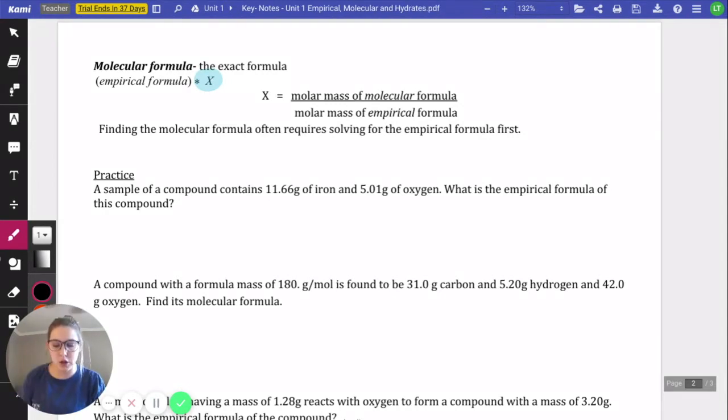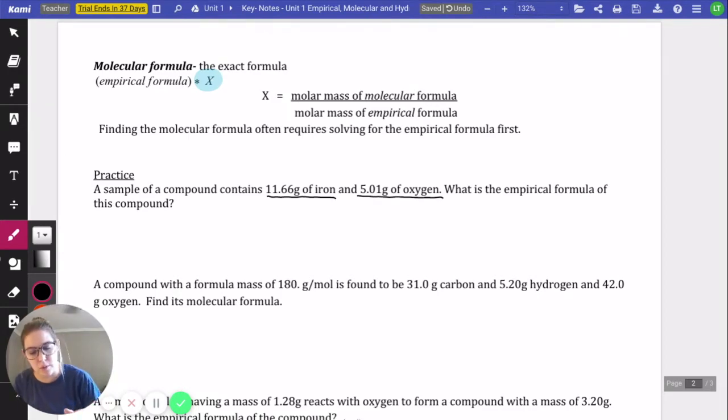So let's get started. A sample of a compound contains 11.66 grams of iron and 5.01 grams of oxygen. We want to know what is the empirical formula of this compound. Step 1, percent to grams. We're already in grams, so we're good to go. If we weren't, we would just change our percent sign to grams, essentially. Just assume you have 100 grams, change it to that. So we're in grams. Great.